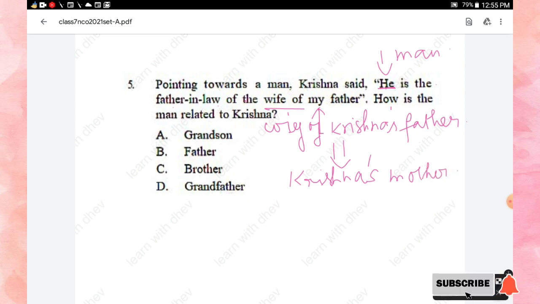So now we read the question again. The man is the father-in-law of Krishna's mother. Now we are able to answer this question. How is the man related to Krishna? Yes. The man is related to Krishna as grandfather. So option D is the right answer.